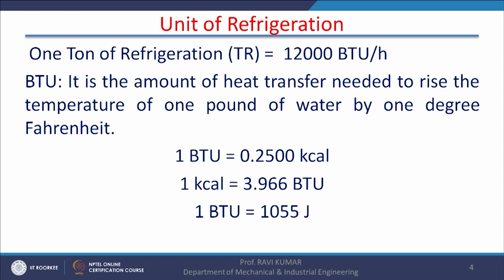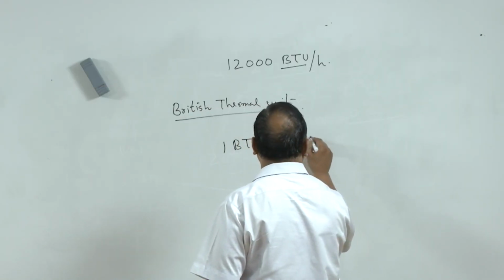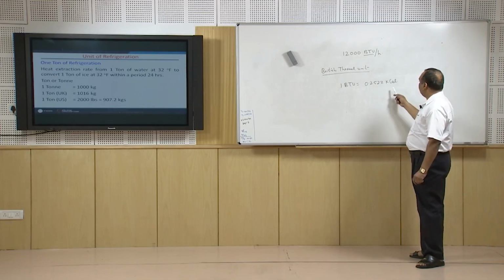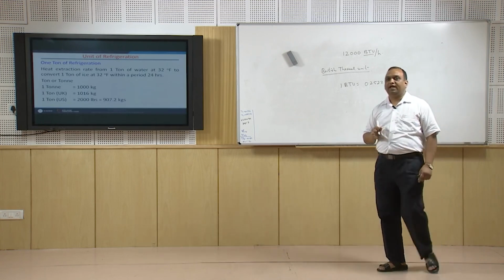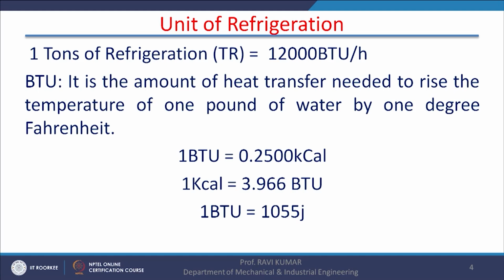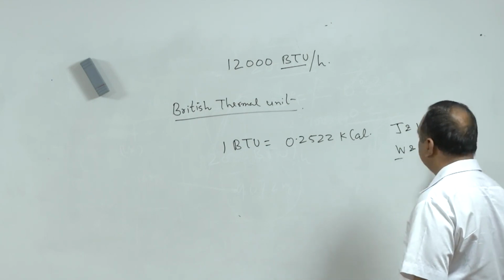It is equivalent to the amount of heat required to increase the temperature of water by 1 degree Fahrenheit. If we take the equivalence of the British thermal unit in kilocalorie, 1 BTU is equal to 0.2522 kilocalorie. In the MKS system, heat was expressed in terms of kilocalories and work in terms of joules and kilojoules. But nowadays we follow the SI system, in which they are expressed in joules and kilojoules, or watts and kilowatts, that is heat transfer rate.